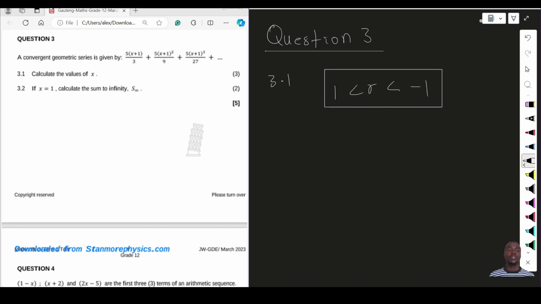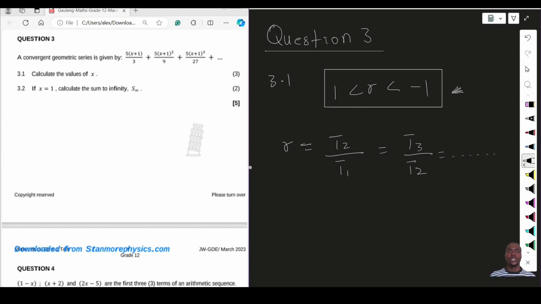So if a series is not geometric, then this rule doesn't apply. But let me not go there. They didn't ask that. So they say calculate the values of x. For a geometric series, we must understand that r is equal to t2 divided by t1, which can also be equal to t3 divided by t2. Then the list goes on. Let me leave it there. Let me not make it complex.